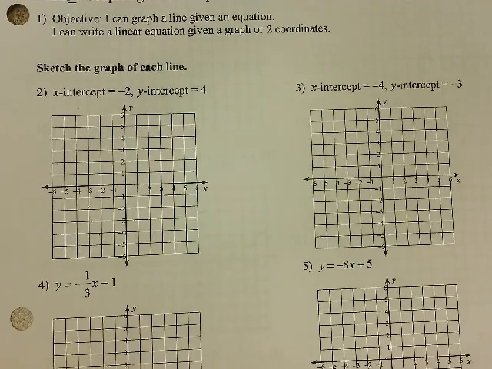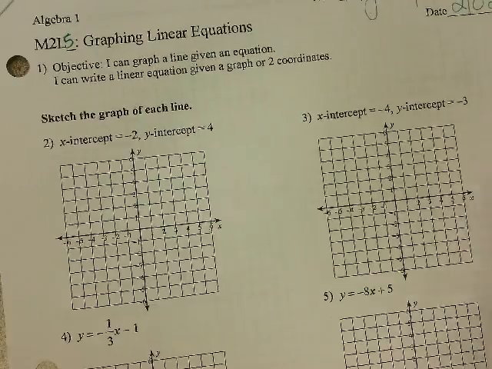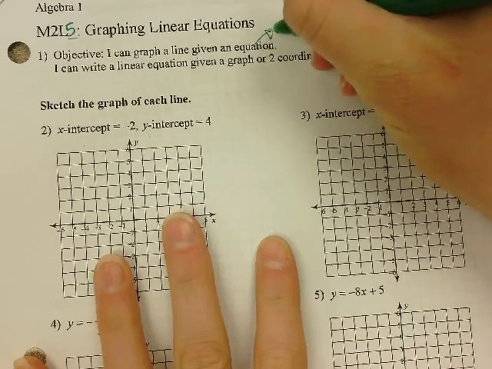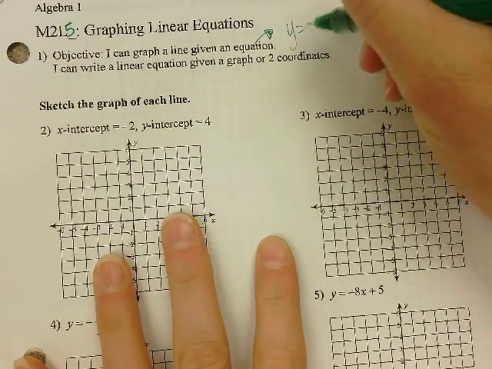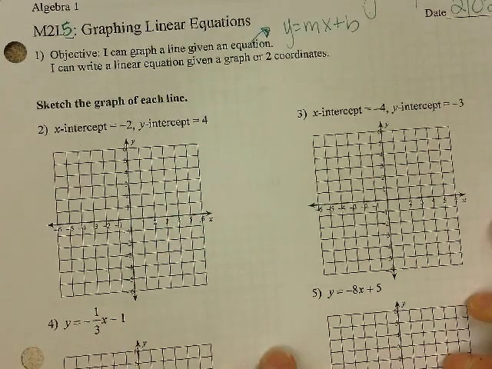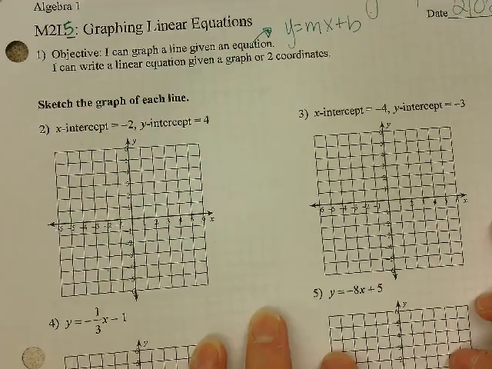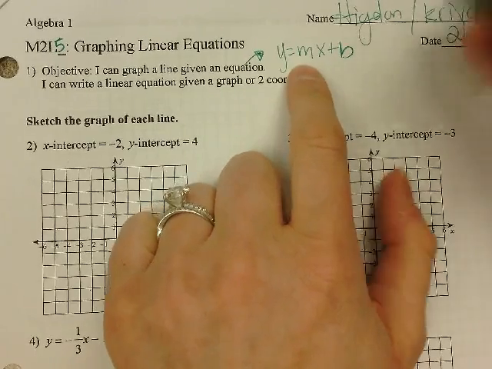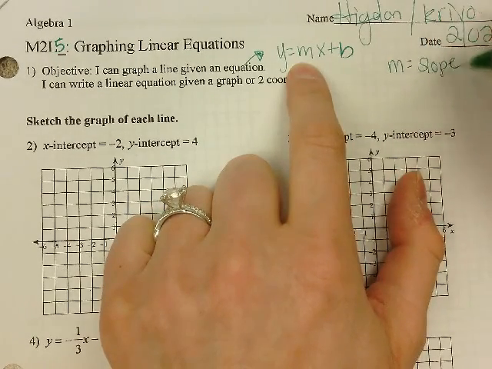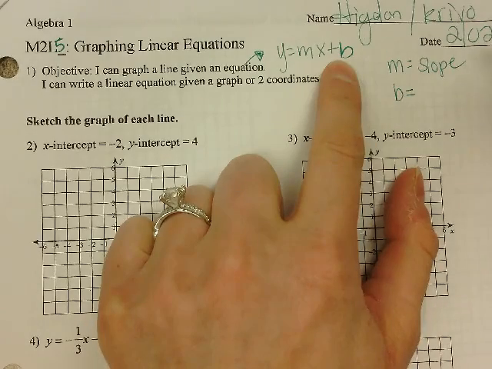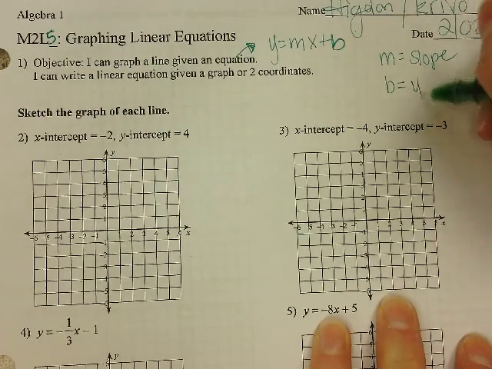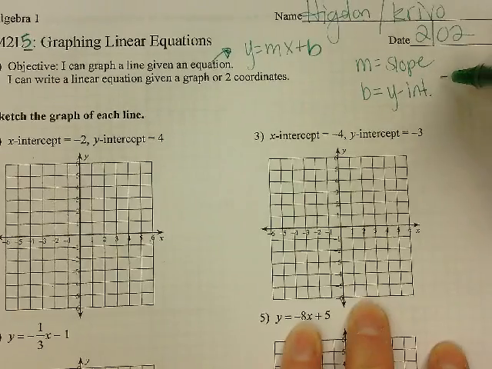All right, so objective: I can graph a line given an equation. That equation is going to be y equals mx plus b. What does m stand for? Slope. What does b stand for? The y-intercept. Perfect. Okay, the y-intercept, what does that mean?